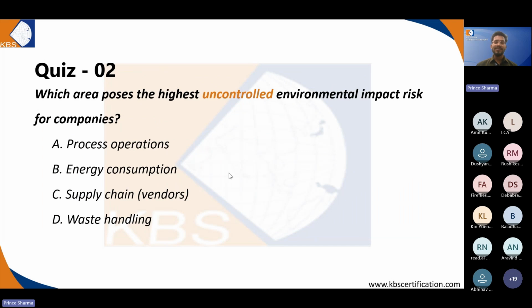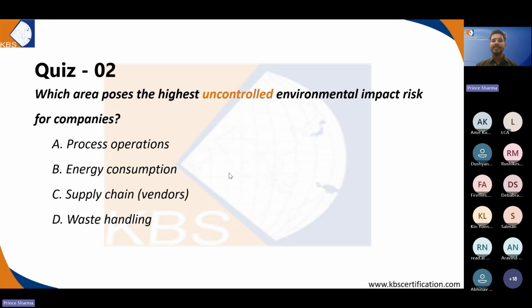Coming to our next quiz, which area possesses the highest uncontrolled environmental impact risk for the companies as well as the financial risk? So these quizzes are not intended to ask you what the correct answer is. This quiz is basically to just give you an idea of what is happening and what exactly we should try to learn for the life cycle assessment. So this is for the full picture of the life cycle assessment.